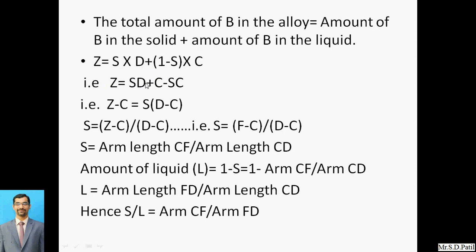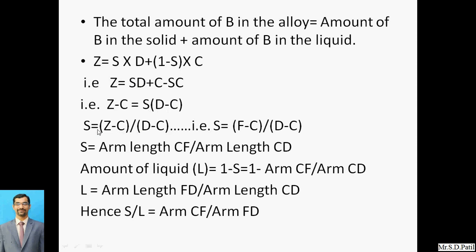S into D, that is SD, plus we multiply C under this bracket, so it will be S plus C minus SC. Now this C we have taken to this side. Now this equation will be like this: Z minus C is equal to S, we have taken the common, into bracket D minus C. Now what is this S? Now we have to calculate this S. S is equal to Z minus C divided by D minus C.